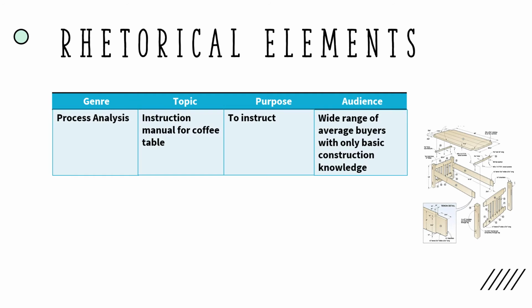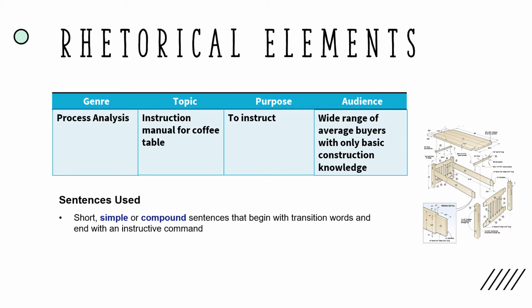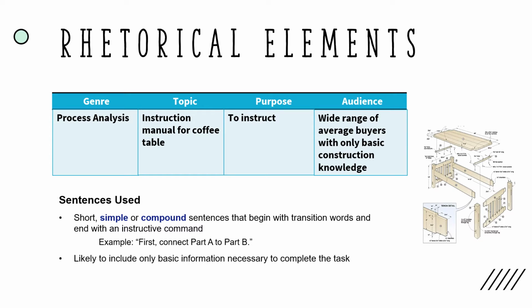Remember that the instruction manual we discussed is a process analysis that seeks to instruct an audience with only basic construction knowledge about how to put together a table. A manual like this would likely use short, simple, or compound sentences that begin with transition words and end with an instructive command. For example, first connect part A to part B. Sentences in the manual are likely to include only the most basic information necessary to complete the task. If the sentences are too complex or include too much information, readers may become confused and have a hard time following the instructions.